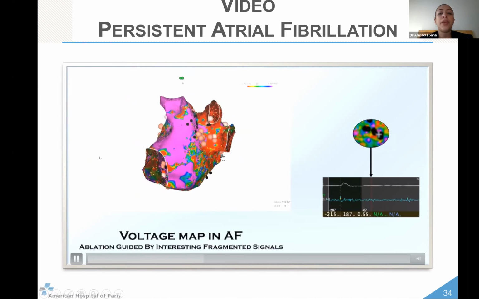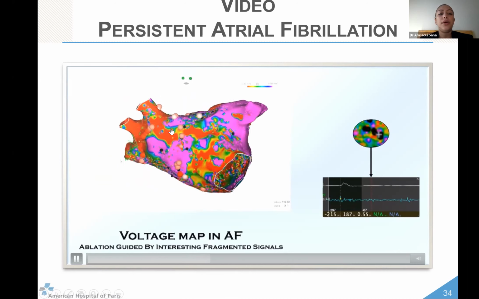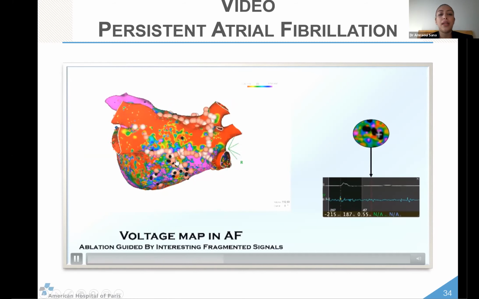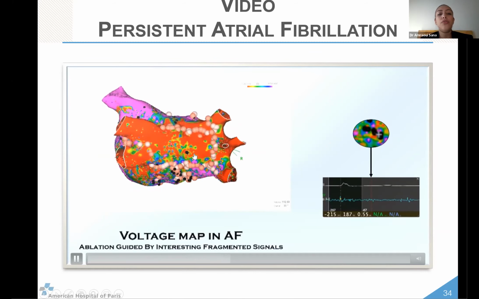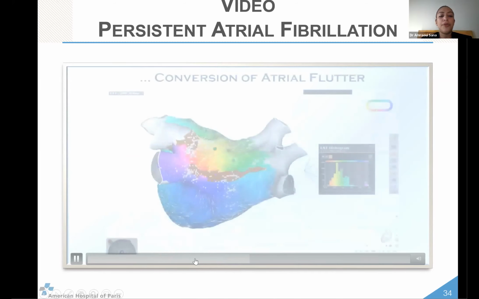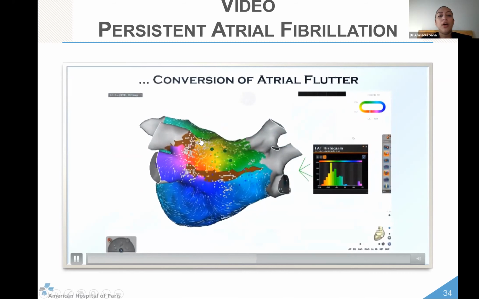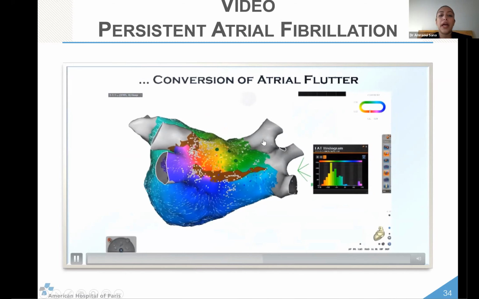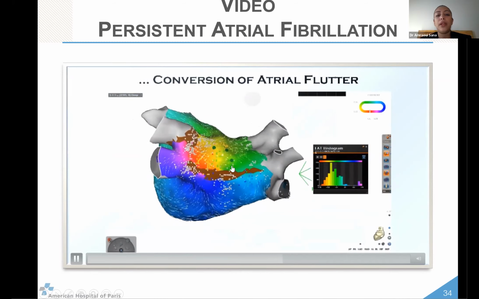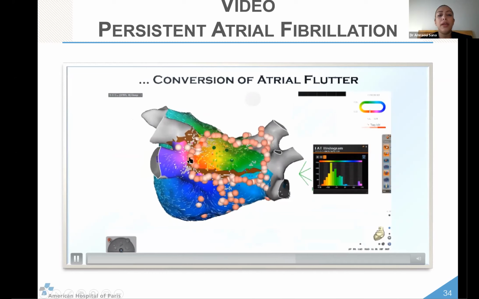So with the map, we can see in red the zones of low voltage, and in black the zones of low voltage and zones that can be associated with rotors. So I have performed in this patient a box. I have completed the pulmonary vein isolation, and then it converted to atrial flutter from the left atrium. So we can see here that it was coming from here.